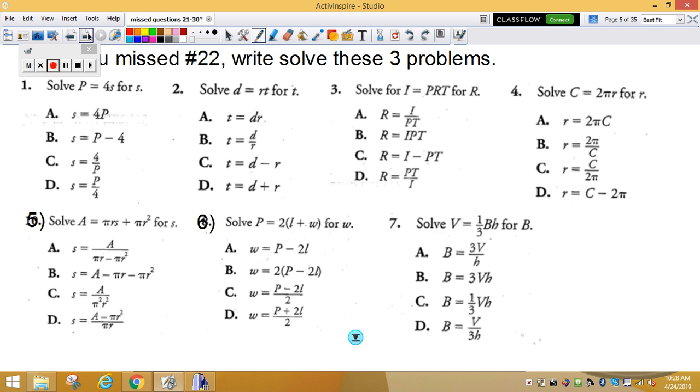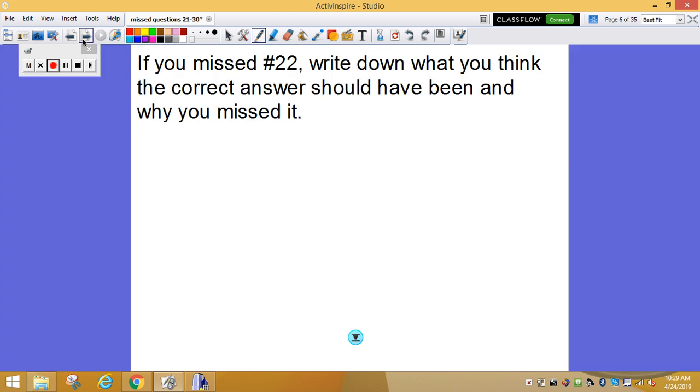So if you miss number 22, it should not say 3 problems, it should say 7 problems. I want for you to do these 7 problems. You do have to write them out, okay? You cannot just put that 3 is C or that 4 is D, okay? I want to see the problem and I want to see the steps that you use to get that letter by itself, okay? So you need to do 1 through 7. And then also, if you missed number 22, I want you to write down what you think the correct answer should have been and why you missed it.